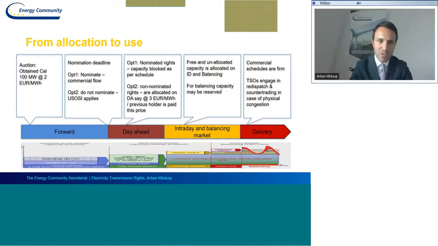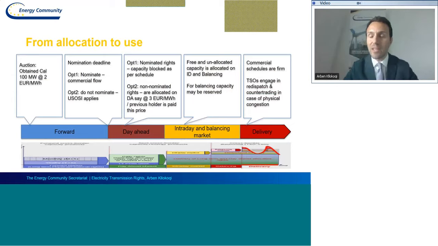And very quickly now, the process itself. You allocate the capacity, let's say on a yearly basis, a calendar product, and you pay 2 euros per megawatt hour. And then as you come to the day-ahead stage, you need to nominate. So option 1, you can nominate the flow with a TSO, with 2 TSOs, or you do not nominate, so you opt for the use it or sell it principle. If you have nominated, the capacity is blocked for that schedule, so what you have nominated. If you have not nominated, this means that you have opted for a payment.